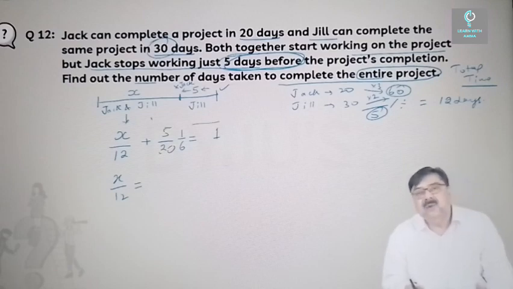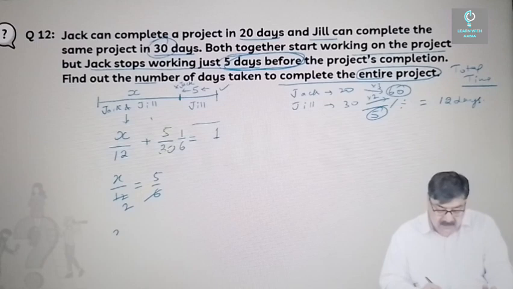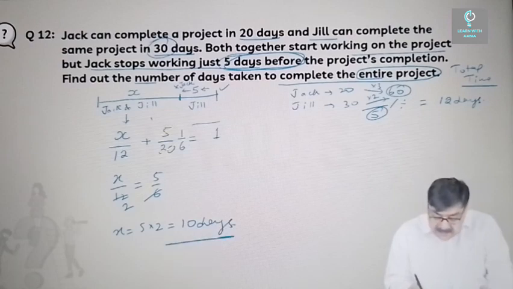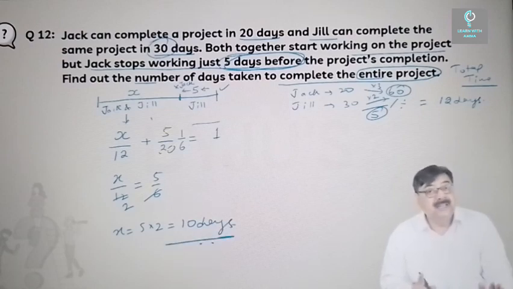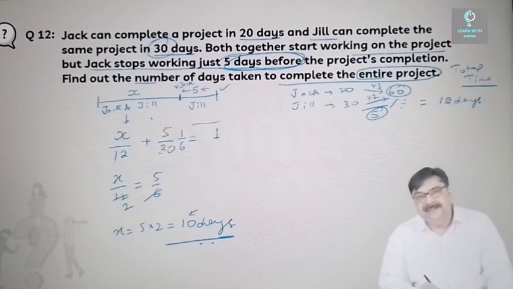You will take here. So 1 minus 1 by 6 will become 5 by 6. 6 2s are 12, so 2 will go to the other side, so X is equal to 5 into 2. That is nothing but 10 days. But this is not the answer. And trust me, 10 days would definitely be mentioned among the choices, so that you mark your answer incorrectly.